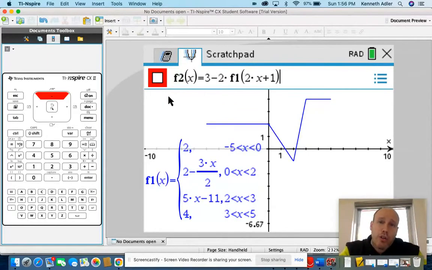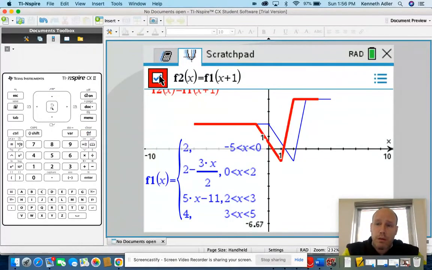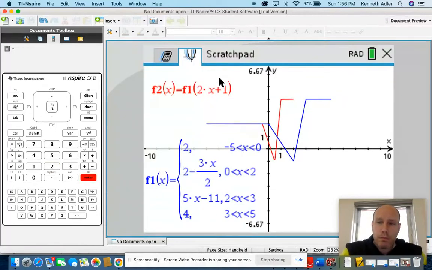right? And actually, you know what? We can do that ourselves. So let's take all this out. First thing is 1 to the left. Nice. What's the next thing we do? A horizontal stretch by a factor of 1/2. What's next? Well, we reflect it over the, we have that negative there.